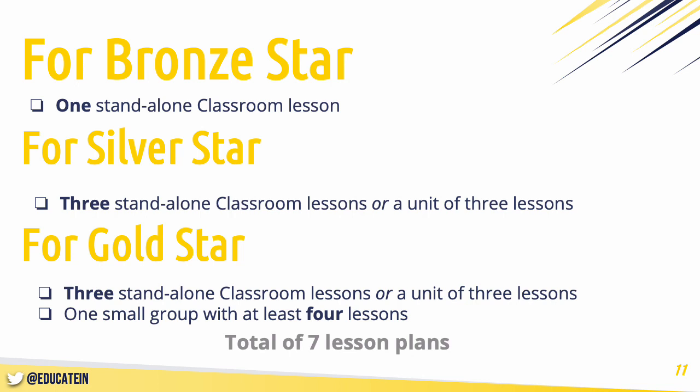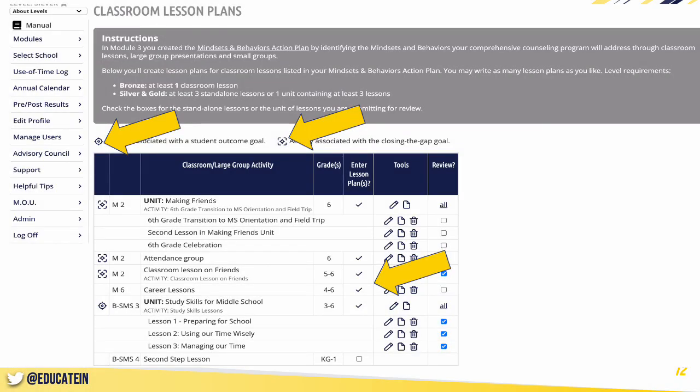Keep in mind that it is best if you create classroom and small group lessons that are tied to your student outcome goals. You will be able to see all the activities you included on your action plan, as well as which activities are tied to your student outcome goals. Those activities will have the target and circle icons listed next to them.